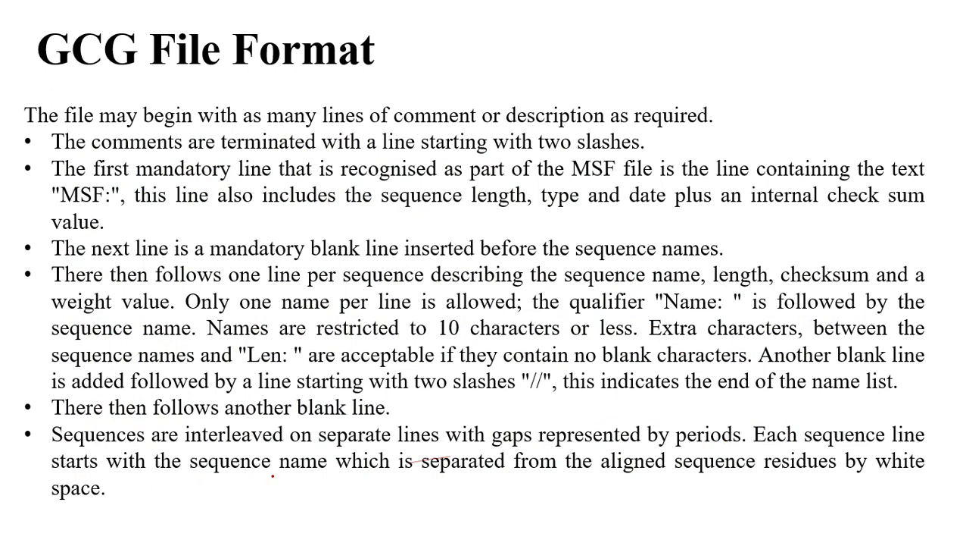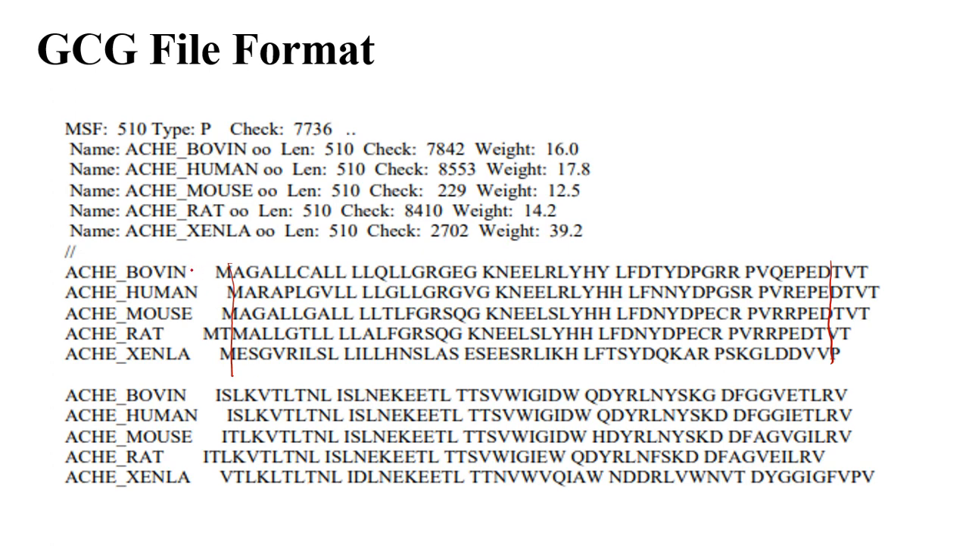Each sequence line starts with the sequence name, which is separated from the sequence residues by white space. So this is the space that is given. Name and then the sequence. So this is the GCG file format.